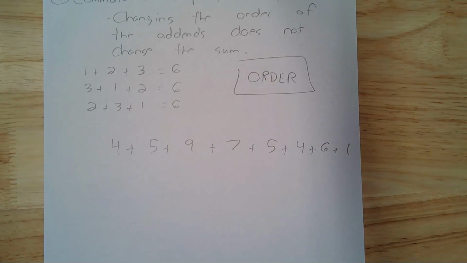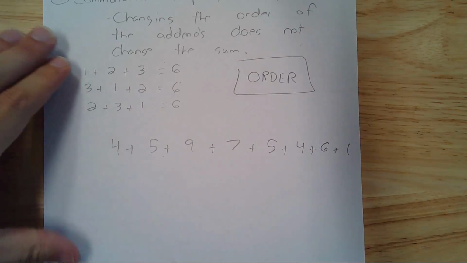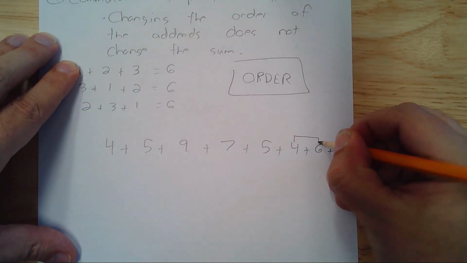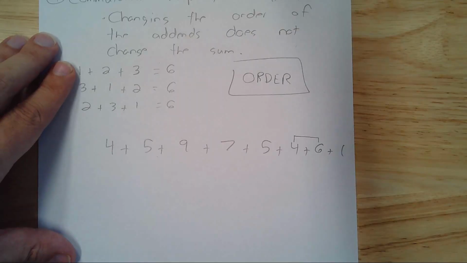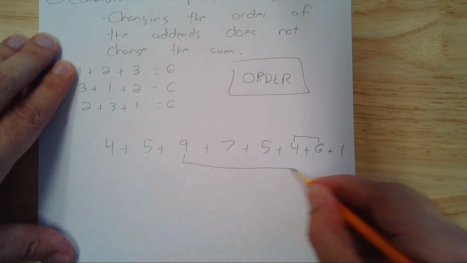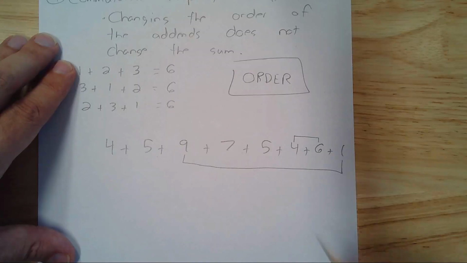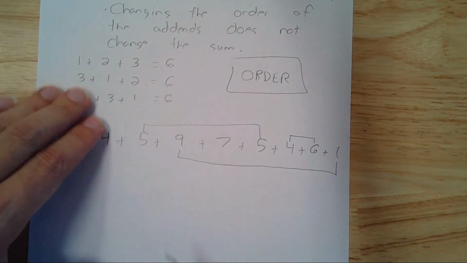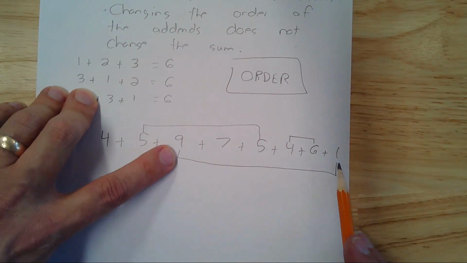But if I use the commutative property, I'm always trying to find groups of 10s, right? So let's see, a group of 10. Here's a group of 10 right here. Those two numbers add up to 10. I see another one over here. There's a group of 10, and you know what? There's another one right there. So I see 10 plus 10 plus 10.